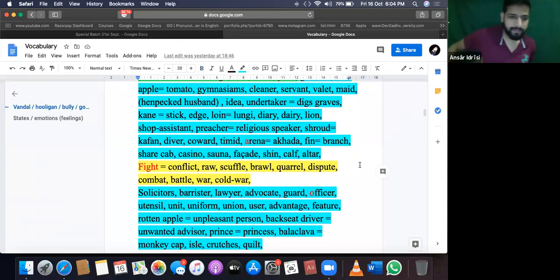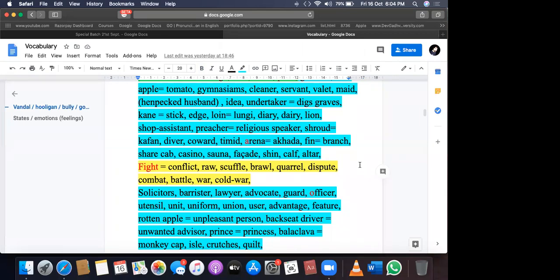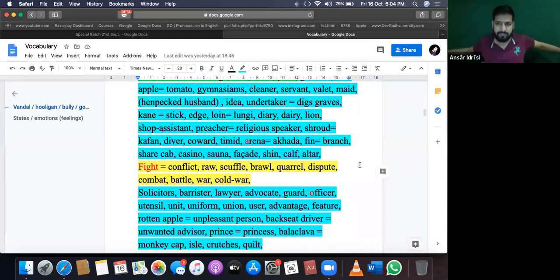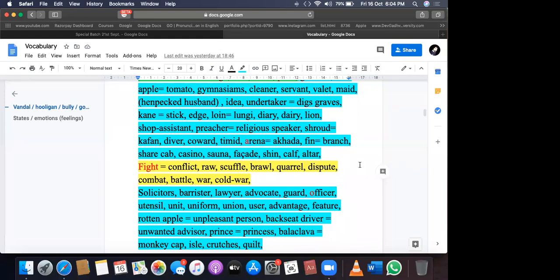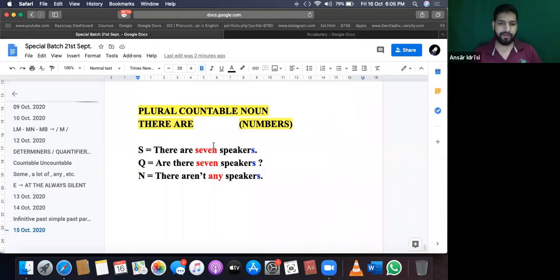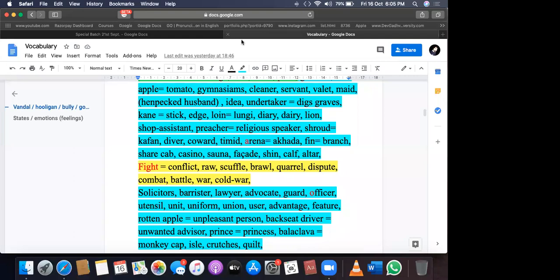Shivdas. There are 2 guards. Are there 2 guards? There aren't any guards. Good. Next. There are few units. Are there a few units? There aren't any units. My dear, you have to take any numbers, not few. Take numbers and make sentences.